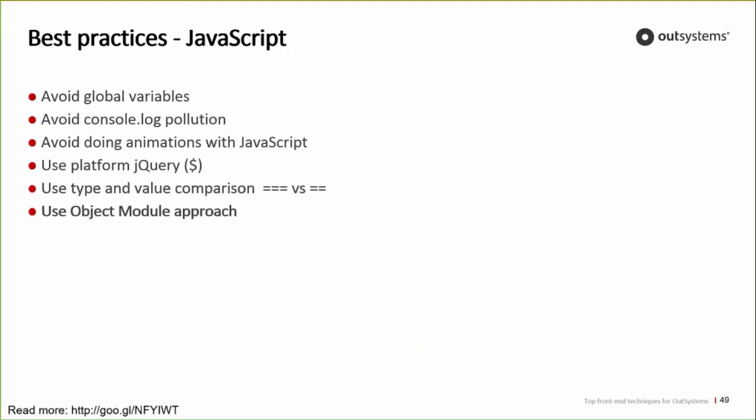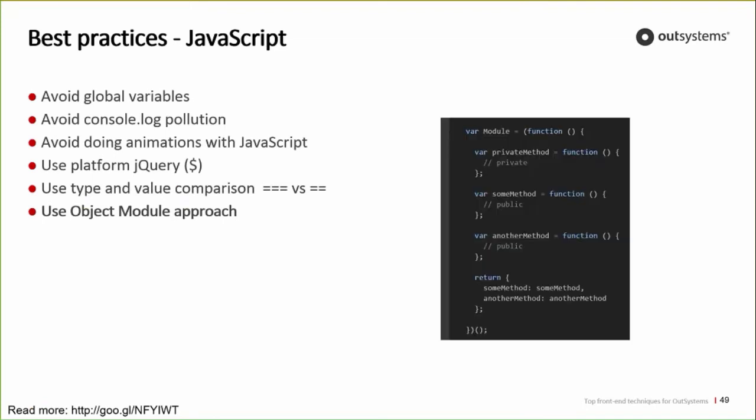Use the object module approach. When you are creating JavaScript, you should avoid creating global functions. One of the ways to do this is to create objects. There are several ways to create objects in JavaScript, and you can investigate this later on. One of the ways is this one, where we are defining a variable, a module, and then we are assigning to the module the result of the function.